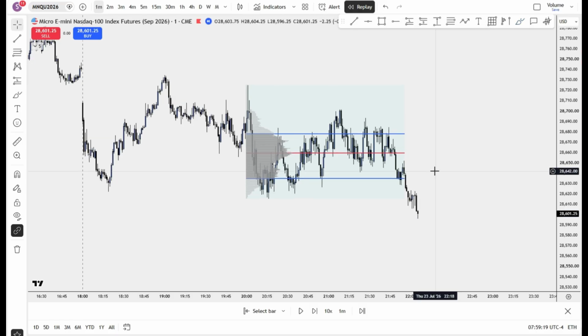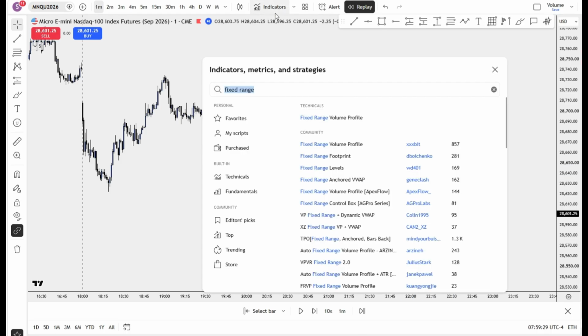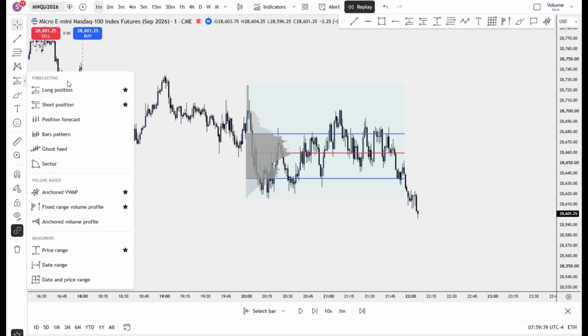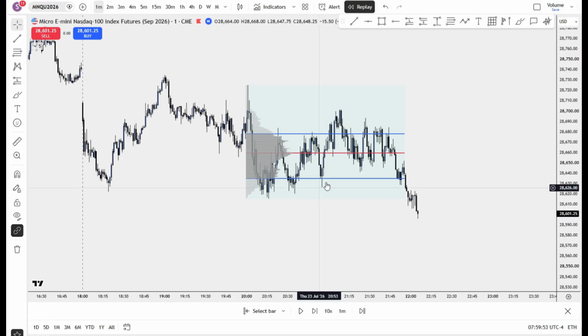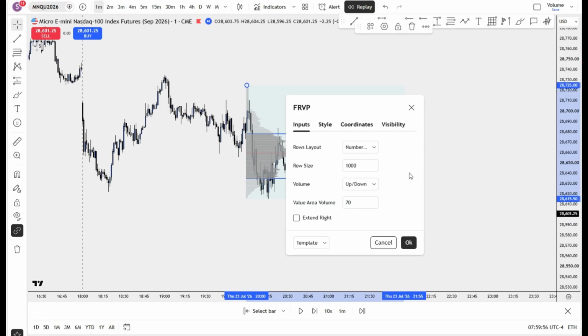Now let's put this into an actual trading strategy. This is one of the easiest Volume Profile setups beginners can use. First of all, you're going to use the fixed range volume profile. So you can either search for it in the indicators, or you can come down the side toolbar and go 1, 2, 3, 4, 5, and you'll find the fixed range volume profile here. Here's the settings I use. So row size will be 1000, value area volume 70, and rows layout number.